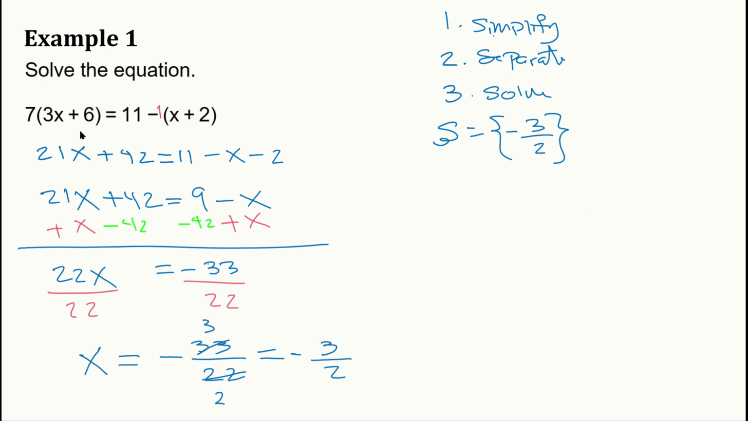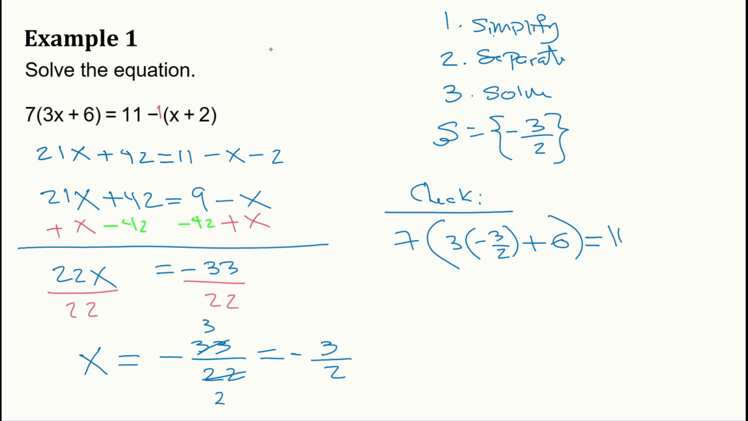Now, you can always check the solution of a linear equation by plugging in the result that you obtained into the original equation. So if you want to check it, you just go 7 times, and here I'm plugging in negative 3/2 like so, plus 6, and we end up with, on the other side, 11 minus quantity negative 3/2 plus 2. Okay, so let's go ahead and simplify a bit.